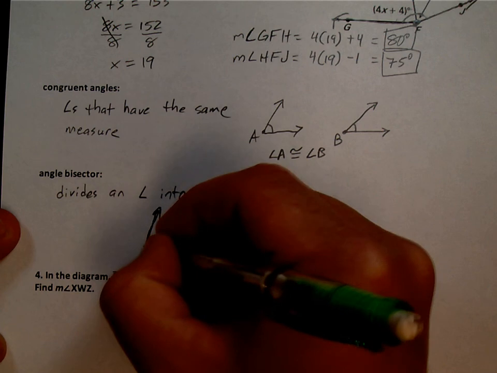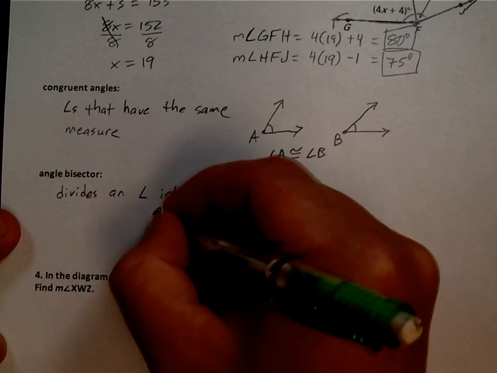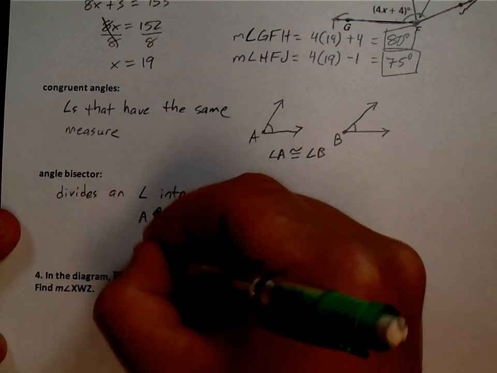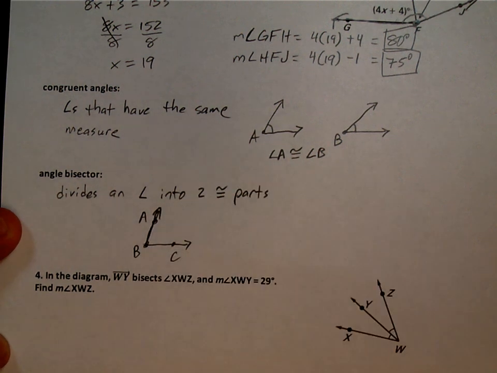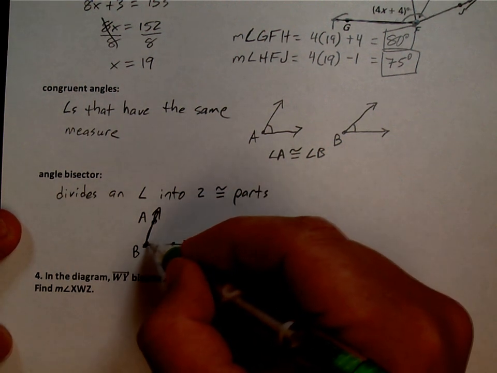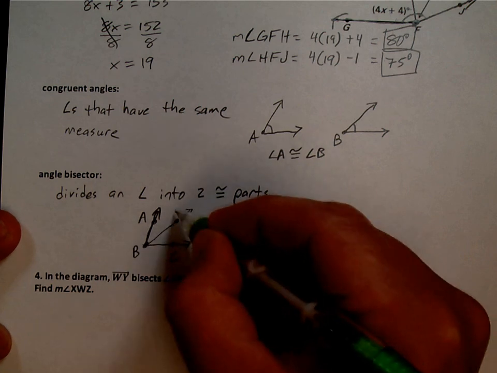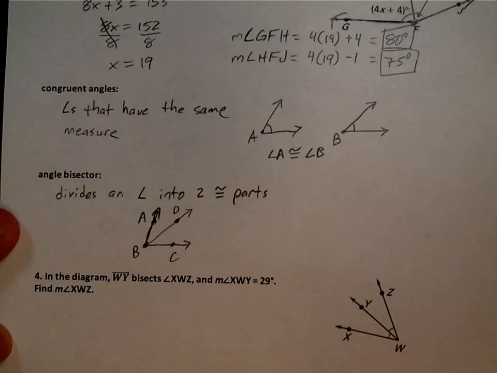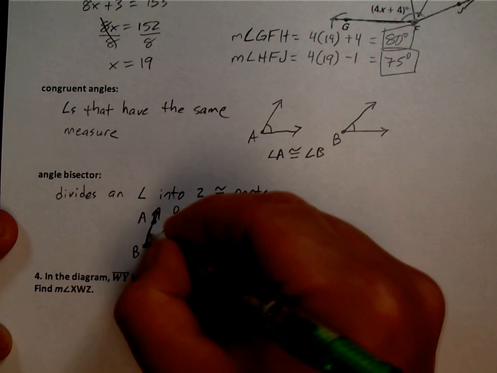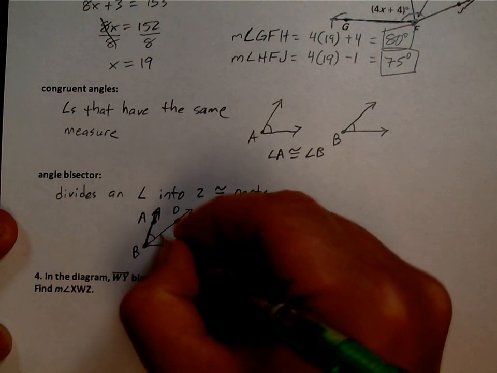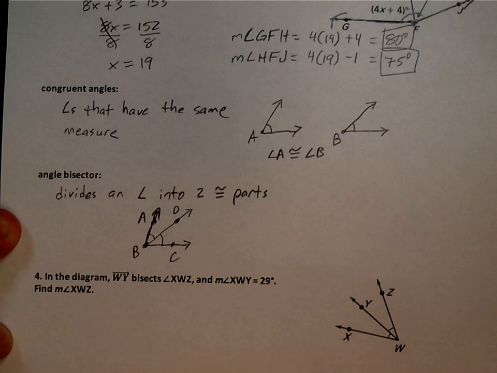Okay, so I've got an angle here. Let's call it ABC. And if I want to do a bisector, I'm going to start at B, travel right down the center. We'll say it goes through D. And to show that I went through the center and that they're divided into two equal parts or congruent parts, I mark the two parts congruent. I stagger my arcs so you can see they're two separate arcs.